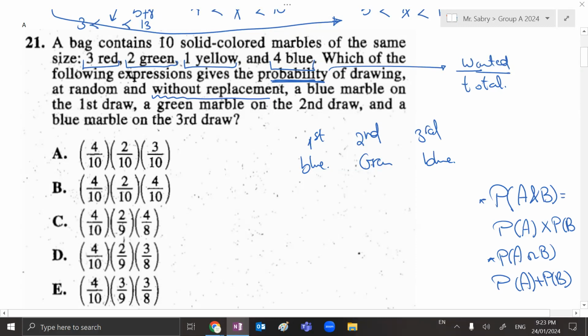So what is the probability of getting blue in the first draw? You check how many blue there are, the wanted, 4, over the total, which is all the marbles available in that bag. Apparently we have a total of 10. So 4 over 10 is the probability of getting blue in the first draw. Does anyone not understand how I got this first part?